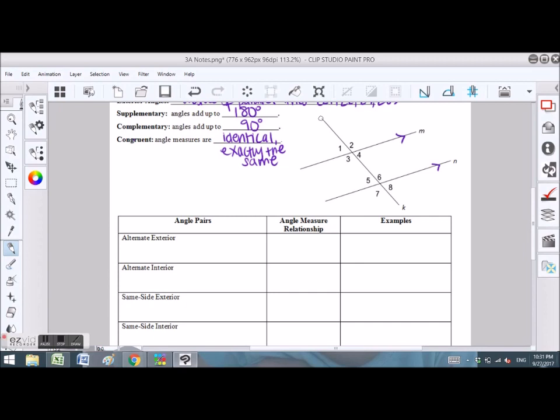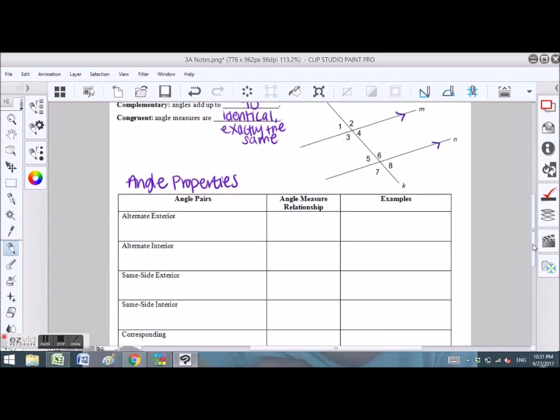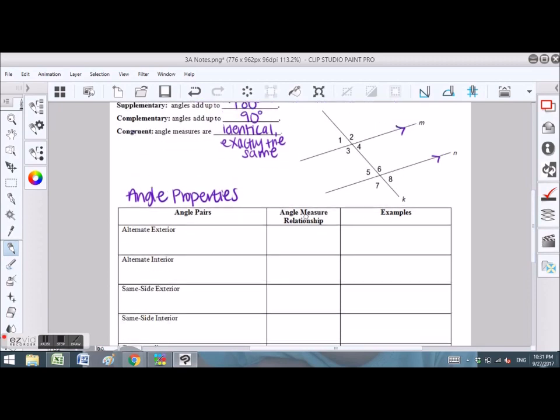So when you have two parallel lines that are intersected by a transversal, you have many different angle properties. So let's look at a few of them. For each of these, we're going to look at what the definition of the pair is, the relationship between the angle measures, and then examples. So for alternate exterior, if you remember, we said alternate means on opposite sides of the transversal, and exterior means outside of the parallel lines.